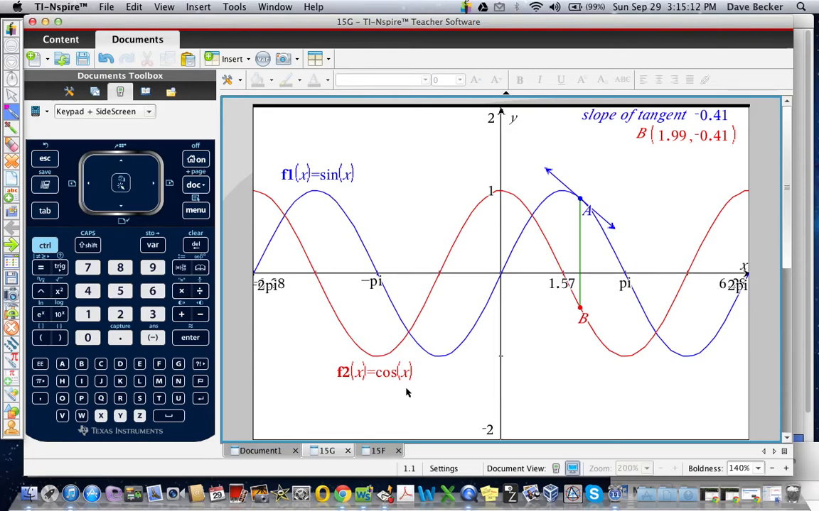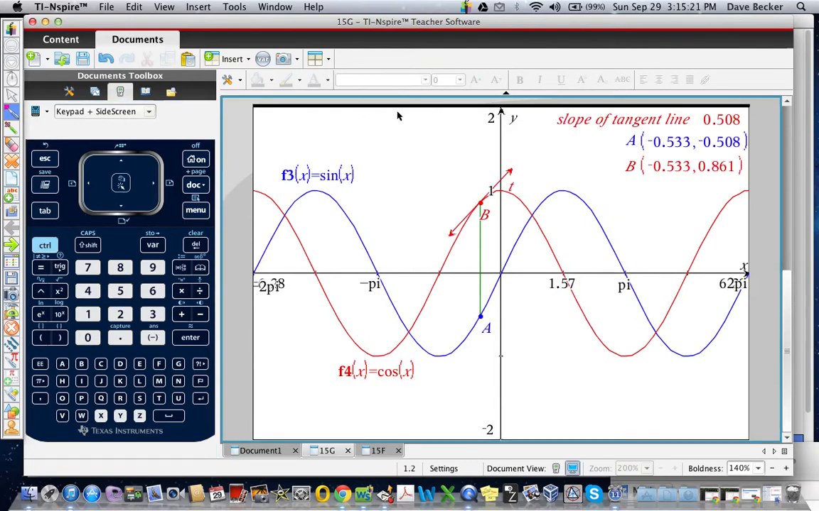Okay. All right. So let's go to our next page. Okay. And same graph, except I have drawn the tangent to cosine. The tangent line is at the cosine curve. So I'm finding the derivative of cosine here.